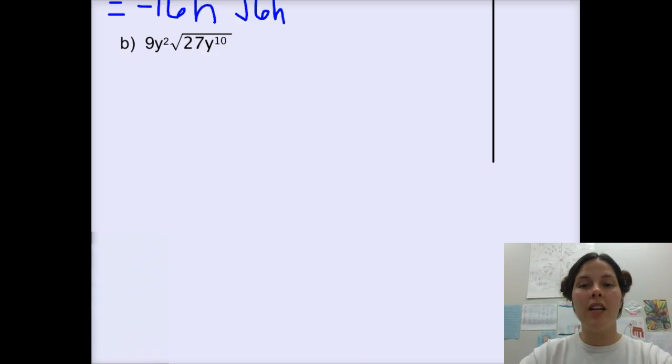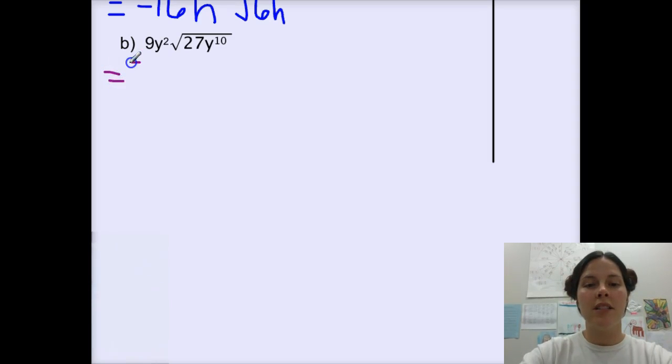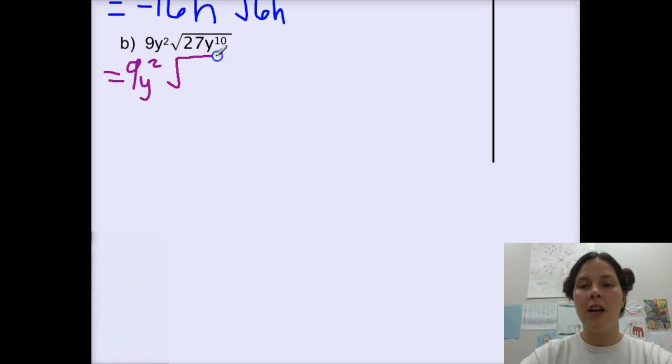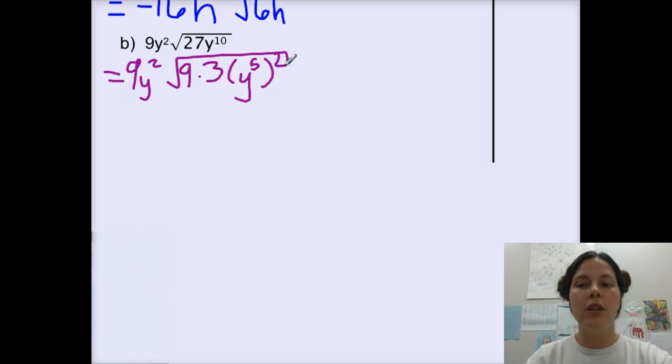One more. This time we've got not only a coefficient, we have a variable piece multiplied out front. Nothing's going to change with our process. That 9y squared will simply be multiplied by any perfect square factors we can cancel out. 27 is 9 times 3, y to the 10th. So here's another way to look at this. Instead of doing our adding rule, we can do our power of a power rule, which means we multiply the exponents. So y to the 10th is the same as y to the 5th squared.